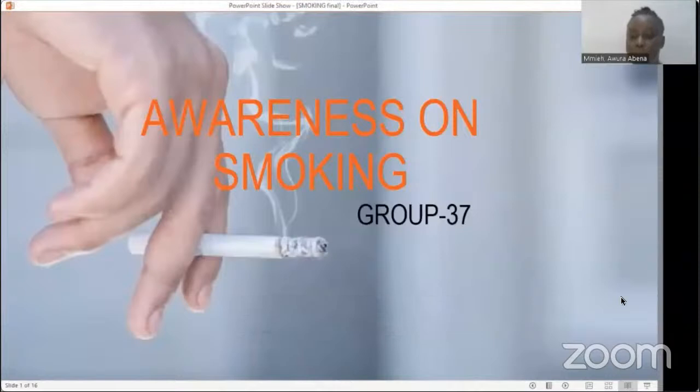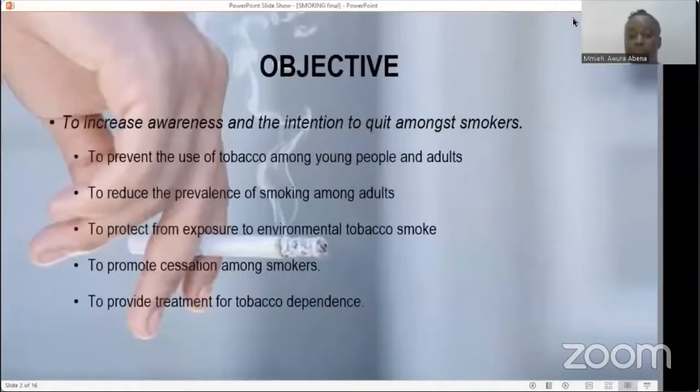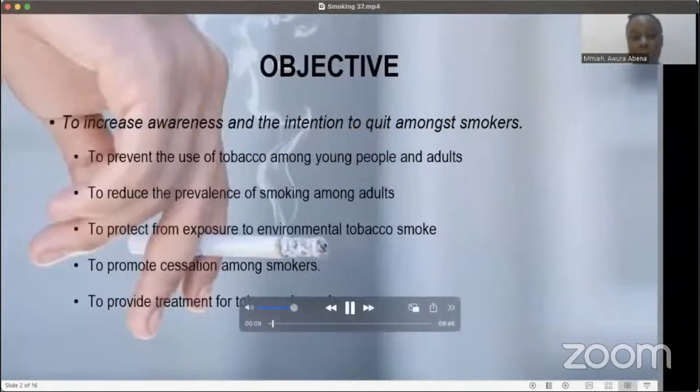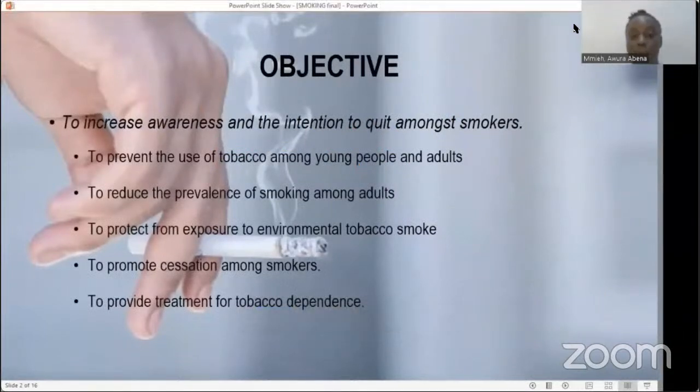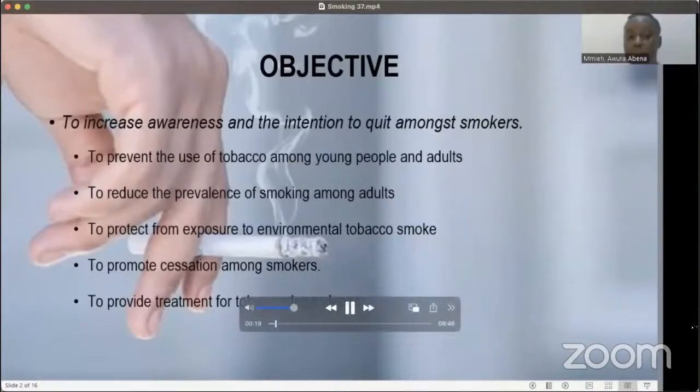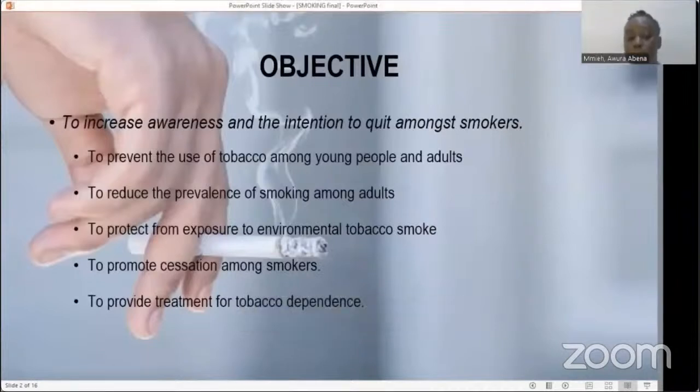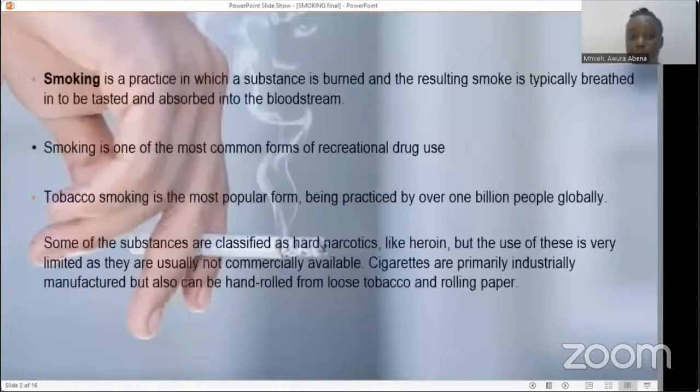Our topic is awareness on smoking. This is group 37. The objective of this presentation is to increase awareness and the intention to quit among smokers, to prevent tobacco use among young people and adults, to reduce the prevalence of smoking among adults, to protect the environment from tobacco smoke, and to provide treatment for tobacco dependence.